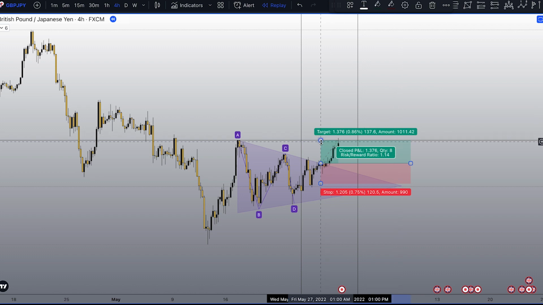And, you know, look, I personally don't do 1 to 1.4, but some people do. I see people doing 1 to 1 trades all the time. That's up to you. I'll leave risk for reward for another video, and I'll let you determine what you want to do there.